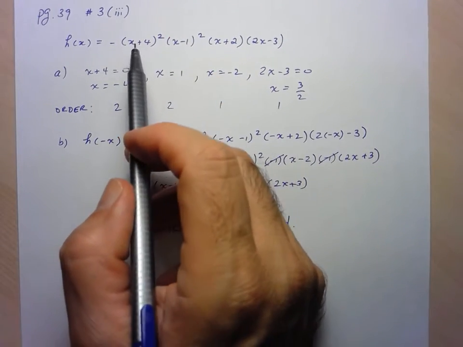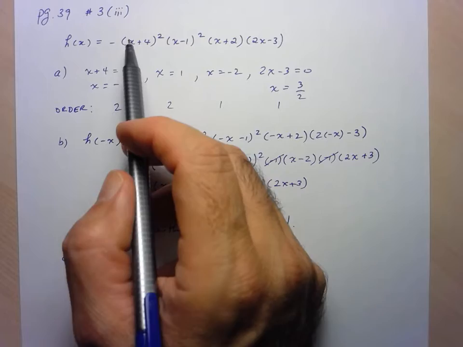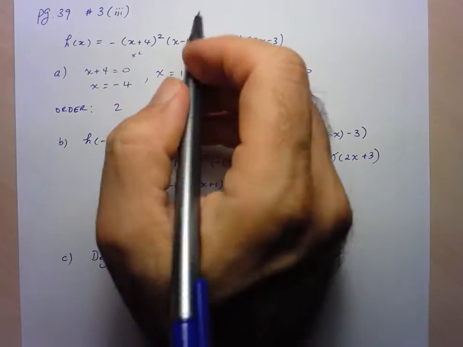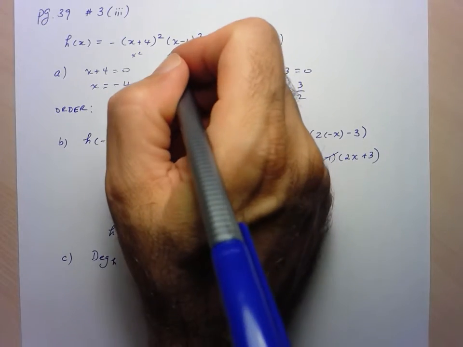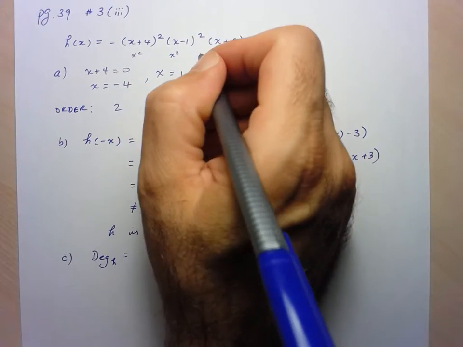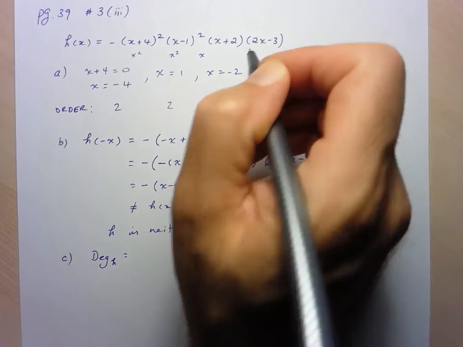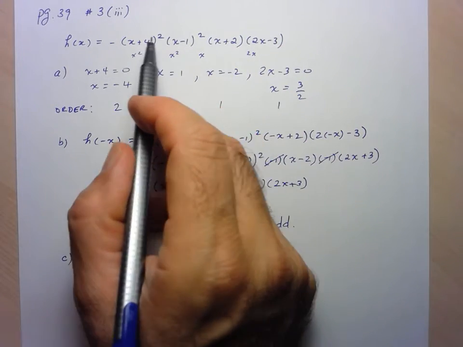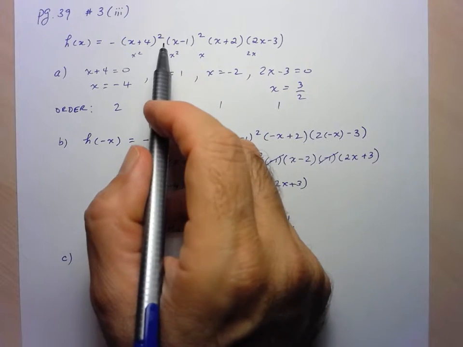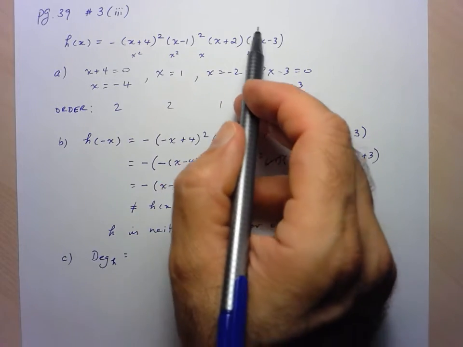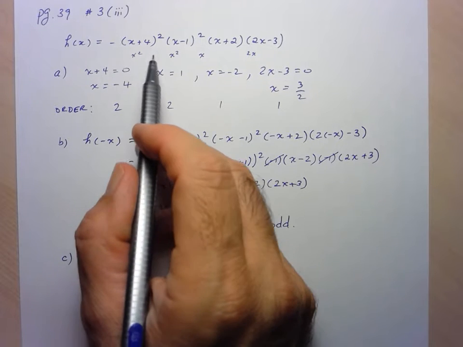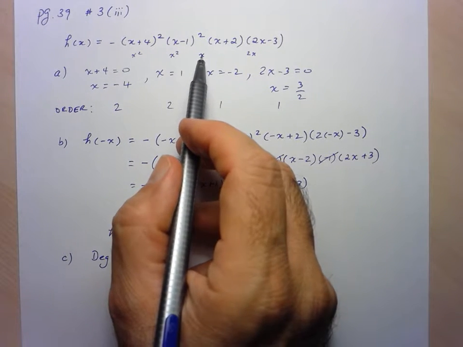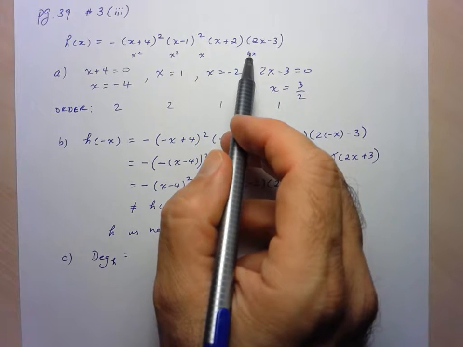Well, we realize that if I were to square this expression here, I'm going to get an x squared as my leading term. If I square this here, I'm going to get another x squared, and then here I've got an x, and here I've got a 2x. So if I were to multiply just the leading terms of all these factors, which gives me the leading term of the whole thing, I'm going to have x squared times x squared, so x to the 4th, times x is x to the 5th, times 2x is going to be 2x to the 6th.